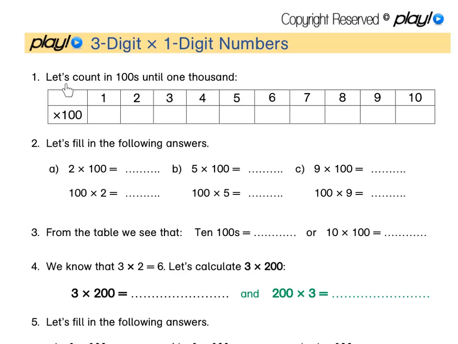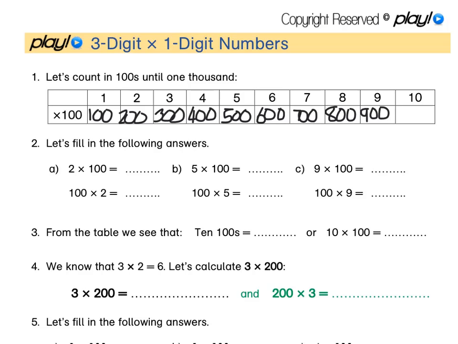Number 1, let's count in 100s until 1000. So 1 times 100 is 100, 2 times 100 is 200, 3 times 100 is 300, then we get 400, 500, 600, 700, 800, 900, and then 10 hundreds or 1000.